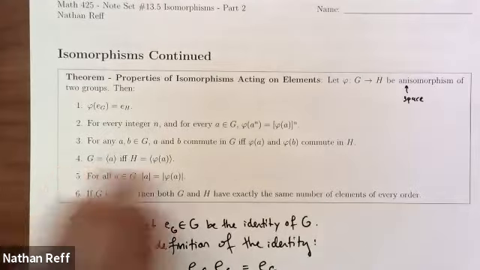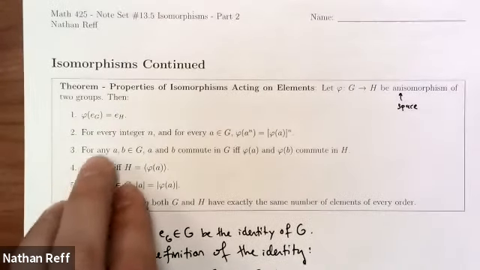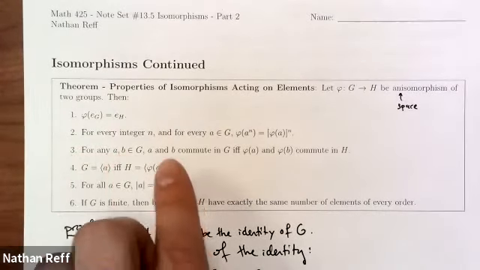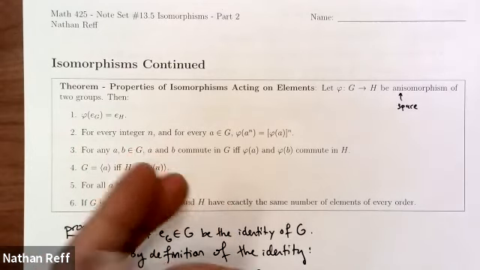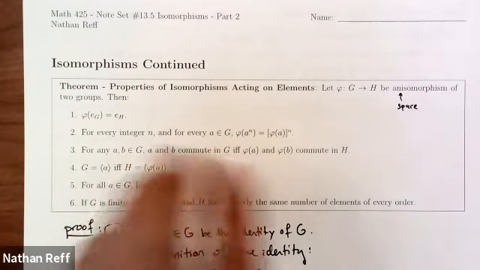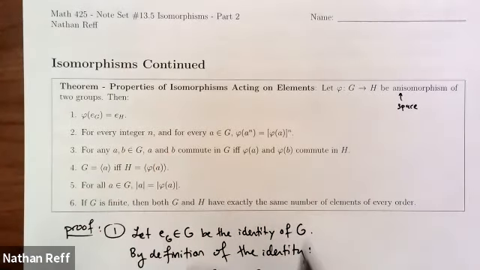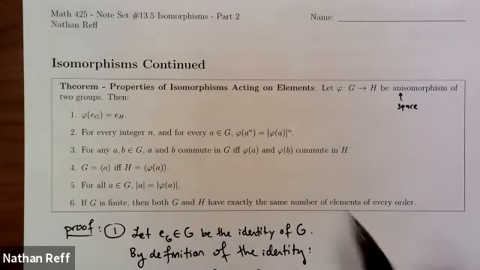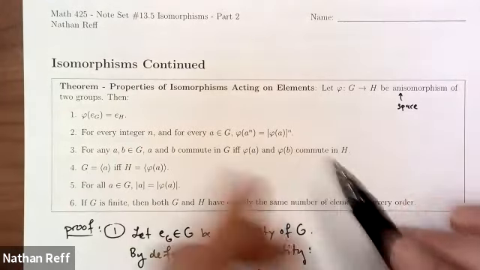I'm not going to prove all of these. Maybe we'll come back to some of them. But next one, if you have 2 elements in your group and they happen to commute, so that means a times b is equal to b times a. I'm not saying the group is abelian. I'm just saying that you happen to have 2 elements in the group that commute with each other, which can happen. Then the isomorphism has to carry that forward.